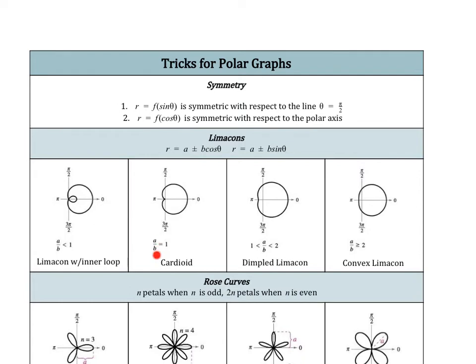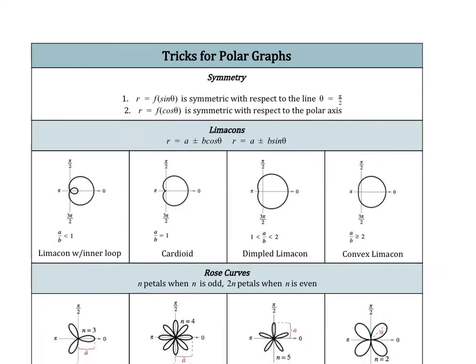Now, if the ratio of A over B is exactly 1, your limaçon is actually going to come to a point and loop around, and it's called a cardioid because it does kind of look like a heart. If the ratio is between 1 and 2, you kind of have this dimple. It still comes in, but it's curved. And then if it's greater than 2, the bigger it gets, the more convex your limaçon gets.